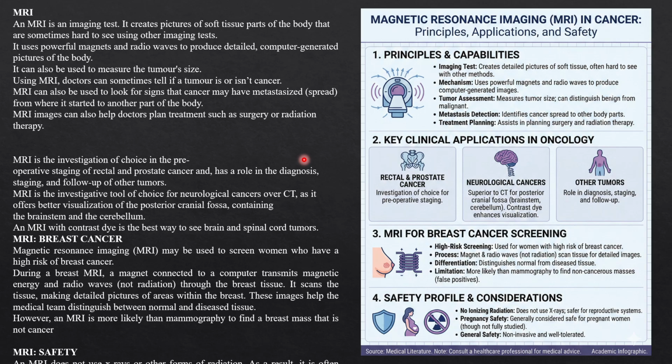Then there is the MRI, which is basically magnetic resonance imaging. The principle of this is that it uses powerful magnets and radio waves to produce computer generated images, measures the tumor size, and can distinguish benign and malignant tumors. Clinical applications are rectal and prostate cancer, neurological cancers, and other tumors in the body. MRI can also be used for breast screening. There are certain safety considerations like pregnancy and ionizing radiation, and general safety should be taken care of.